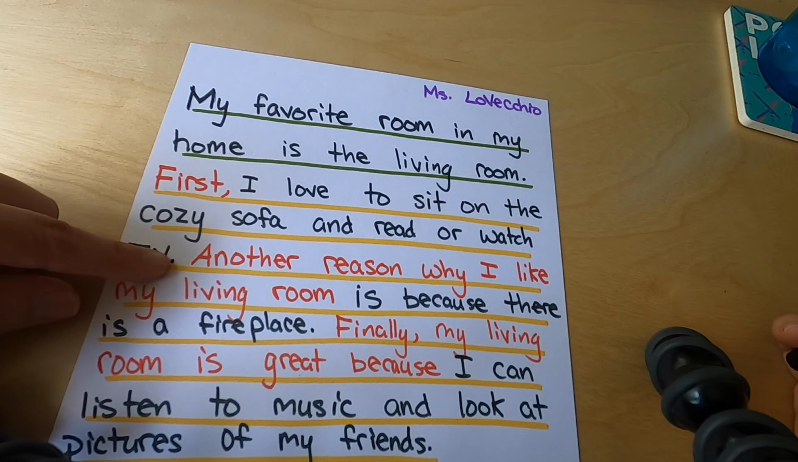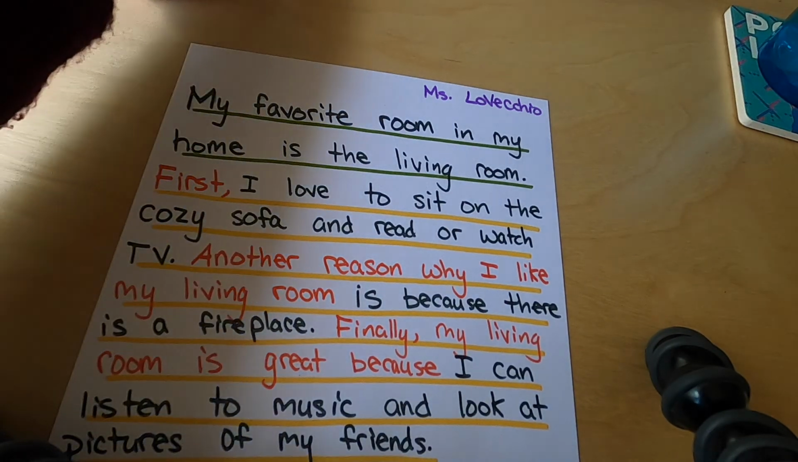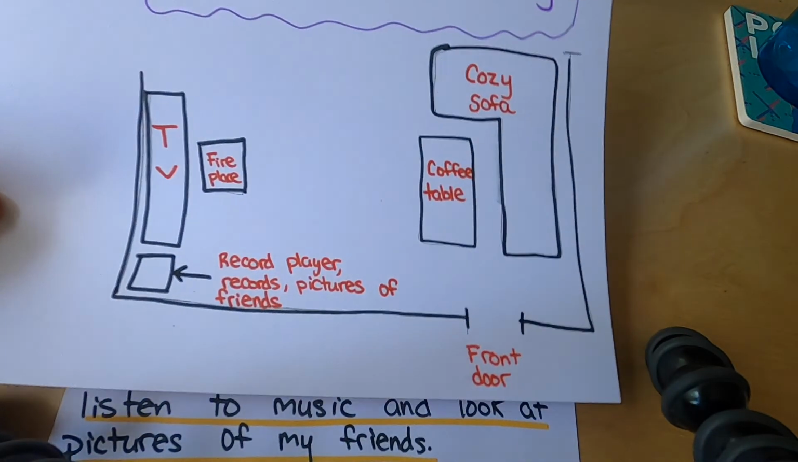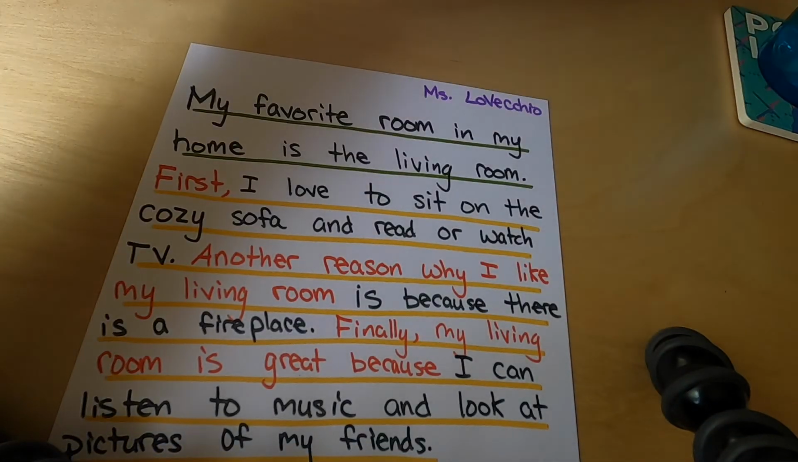So next, we have our next transitional phrase. Another reason why I like my living room is because there is a fireplace. Two reasons why I love my living room. Here comes the last reason. Finally, my living room is great because I can listen to music and look at pictures of my friends, right? So all of my reasons matched my labels from earlier.